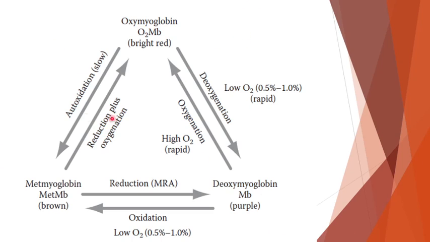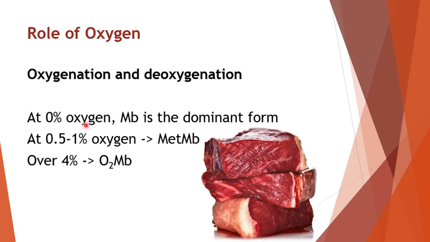But of course, our goal, if we really want to sell our meat, is to make our consumers like our product. That would be the O2MB for the bright red color. So obviously, we all know that oxygen plays a very crucial role in the color of our red meats. At 0% oxygen, we know MB is the dominant form. At 0.5 to 1% oxygen, we have metMB with low oxygen levels. And over 4% oxygen, including the regular air that we breathe, we produce O2MB, which is the bright red color, which is the one that we want. So therefore, we want oxygen for our meat products to have that bright red color.